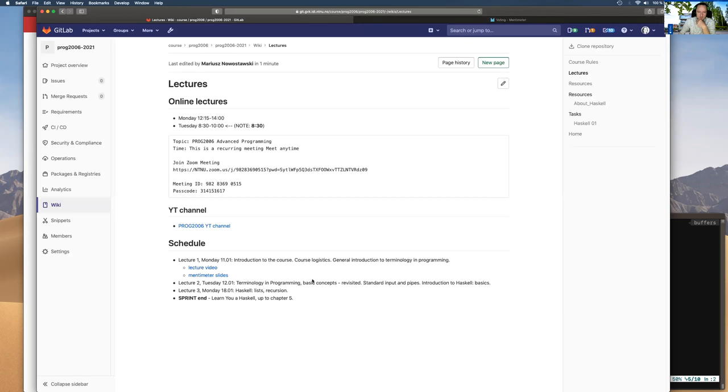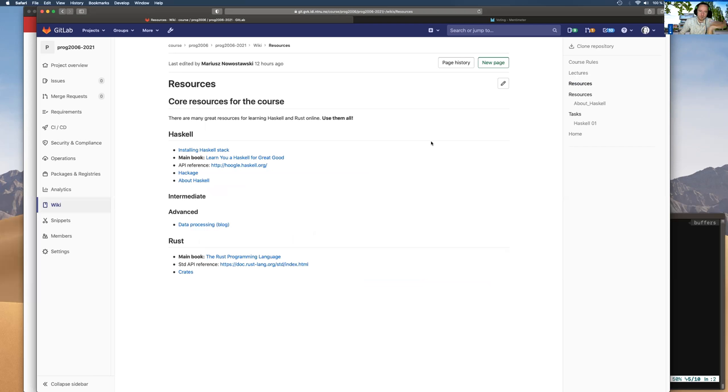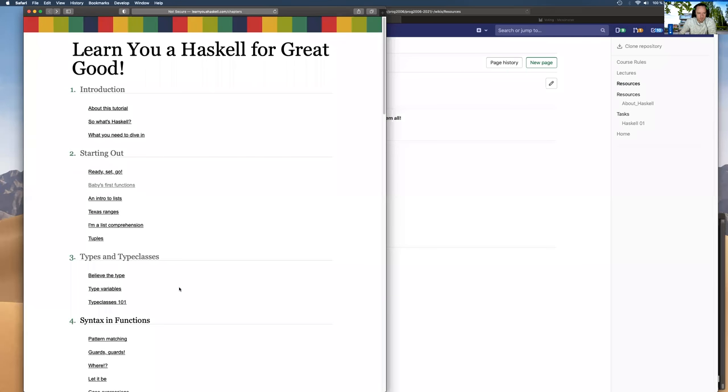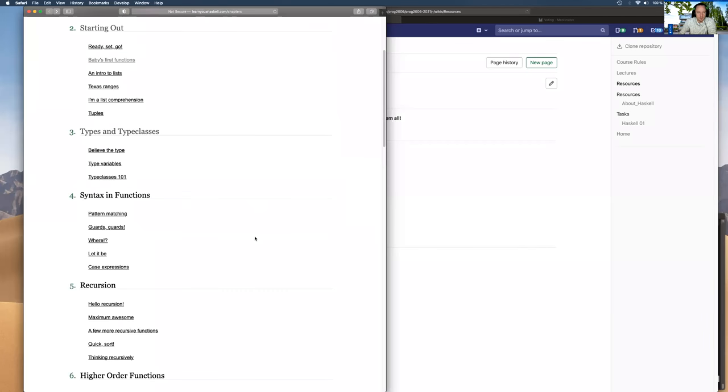Next week we will start with Haskell, and we will have a gentle introduction to Haskell basics. Before we do that, we talk a little bit about standard input, standard output and pipes, and I would like you to start reading the book. We're going to use two books as a tutorial. The main book for Haskell is Learn You a Haskell for Great Good. We're going to start from the beginning, and I'm hoping next week we're going to get to the end of chapter 5.